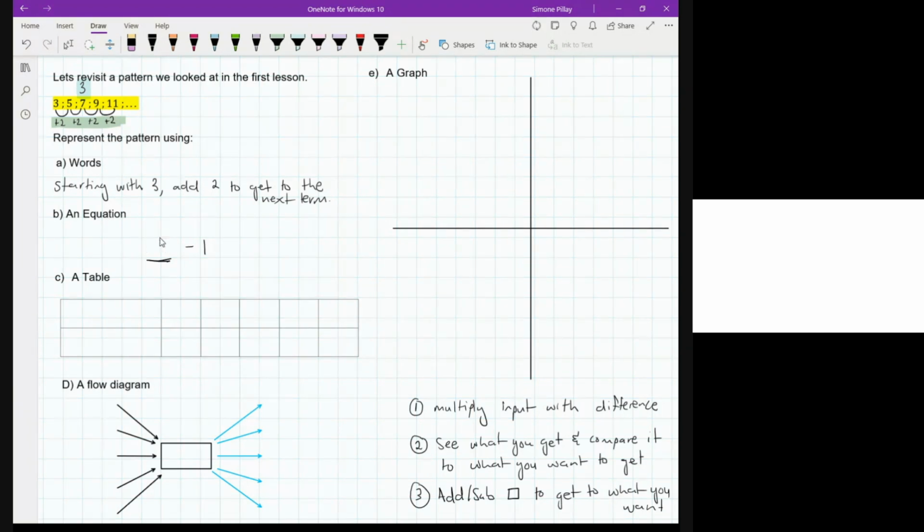I'm going to repeat. First things first, multiply our input. My input is x. I'm going to multiply it with my difference, and my difference here was 2. Now, let me pick something from my table. I'm picking 3 and 7. 3 is my input, and 7 should be my output. When I multiply 2 by 3, I'm only getting 6. But I'm going to compare it to what I want to get. I want to get 7. So I need to add or subtract something to get to what I want. From 6 to get to 7, I need to add 1. And so we have 2x plus 1, and that is going to give me my output.